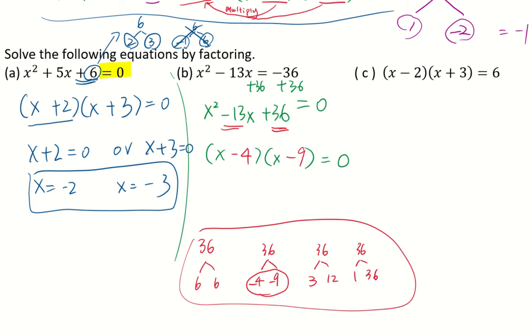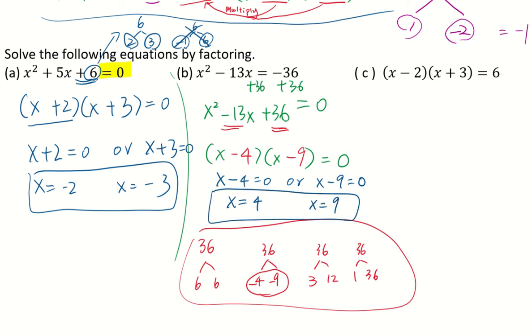Okay, so now we can come up with two equations. Either x minus 4 is equal to 0 or x minus 9 is equal to 0. Solving the two equations, one solution is 4, the other solution is 9. Two solutions for this problem.